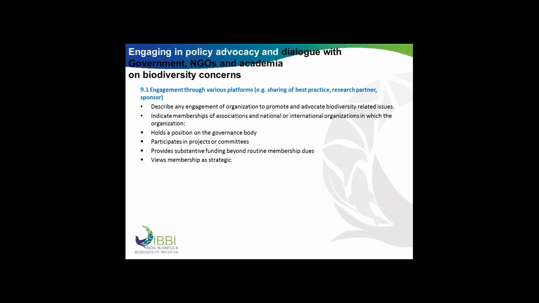So then we go for the point number 9, which is encouraging the policy advocacy and dialogues with government, NGOs, and academia on biodiversity concerns. So this point is further divided into two main indicators. The first, 9.1 indicator, is engagement through various platforms, for example sharing of best practices, research partners, and sponsors.